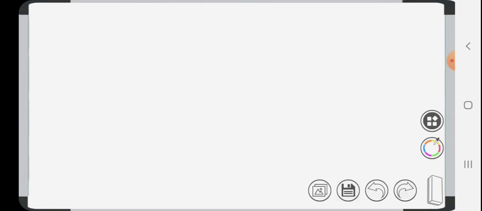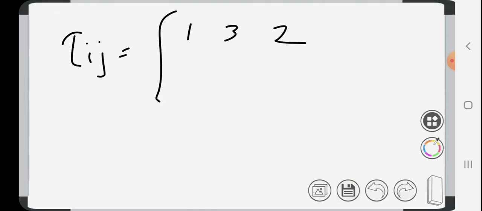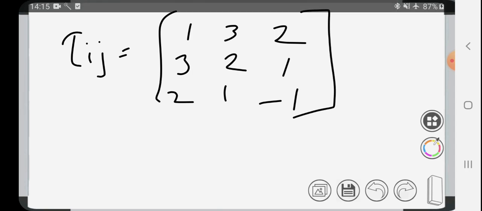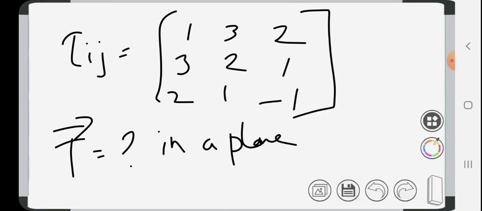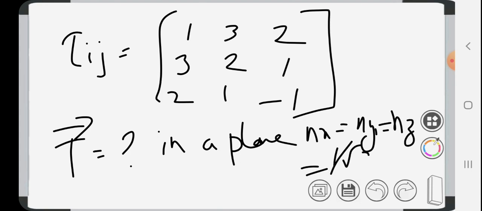So leave it. Our question is, tau ij is given as 1, 3, 2, 3, 2, 2, 1, 1, minus 1. We are asked to calculate the stress vector T on a plane with nx equal to ny equal to nz equal to 1 by root 3. So this is our aim. How will you do this?